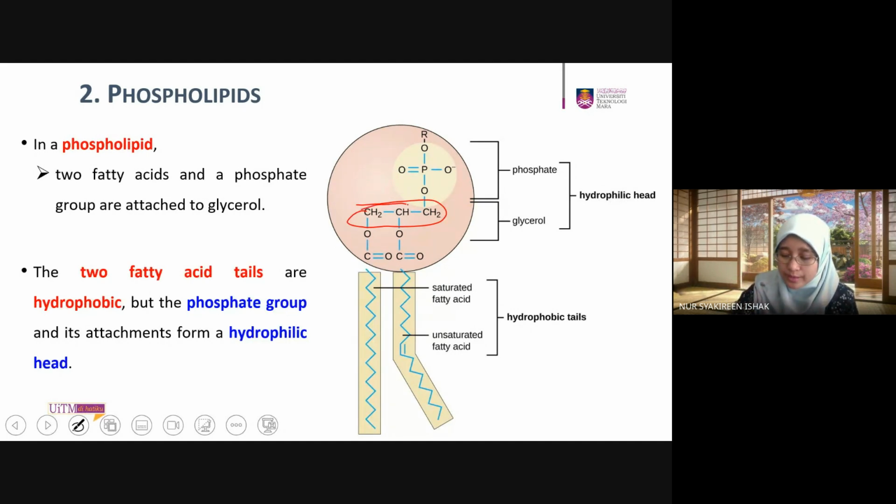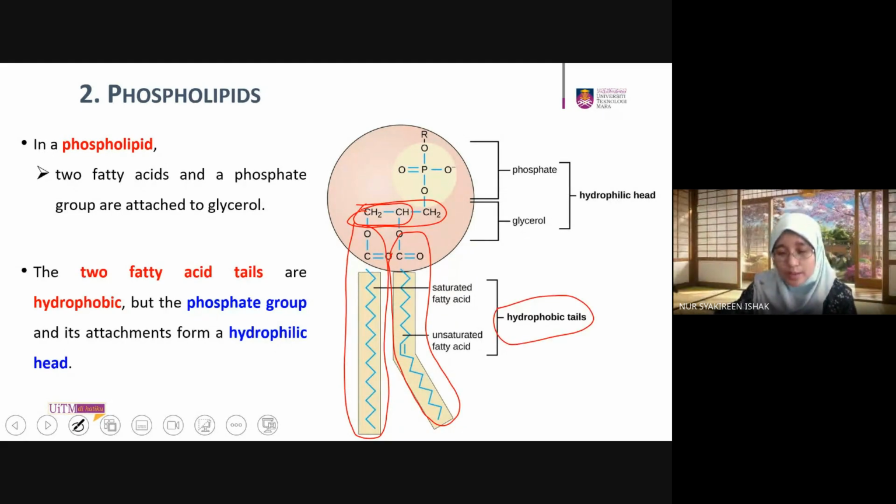Two of the carbons will be bonded to a fatty acid, one fatty acid molecule and another fatty acid molecule. These fatty acids bonded to the glycerol will form the hydrophobic tail. Why? Because as we have learned before, fatty acid mostly consists of hydrocarbons, carbons that are bonded to hydrogen atoms. In this case, this type of fatty acid is a saturated fatty acid, as the chain is straight.